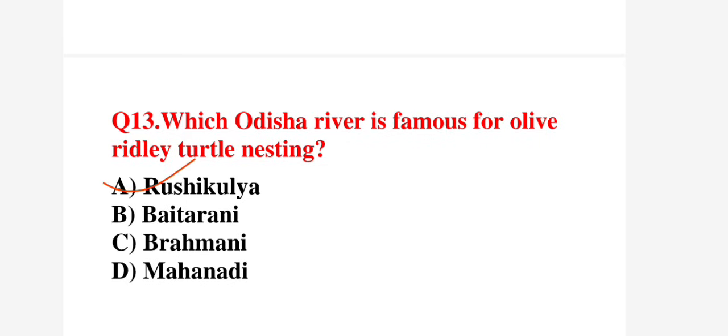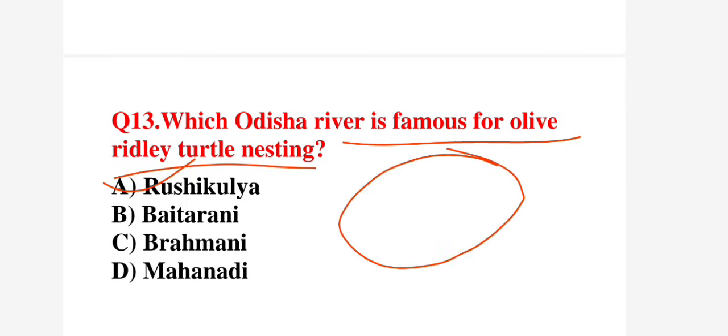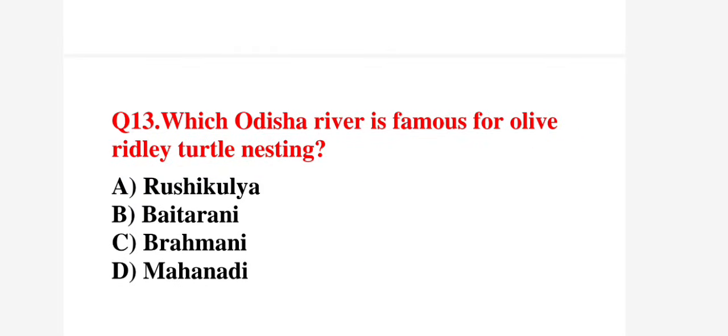Rusikulya river is famous for massive olive ridley turtle nesting, which is called Arribada. Rusikulya flows entirely within Odisha state. Can you tell me from where Rusikulya originates? Yes, Rusikulya originates in the Daringbadi hills of the Eastern Ghats, in the Kandhamal district. Very, very important.